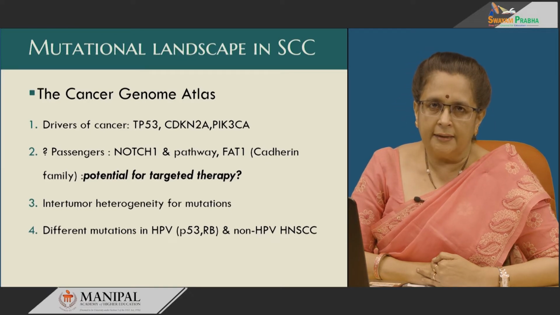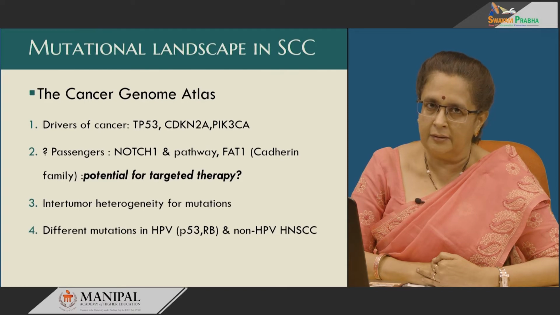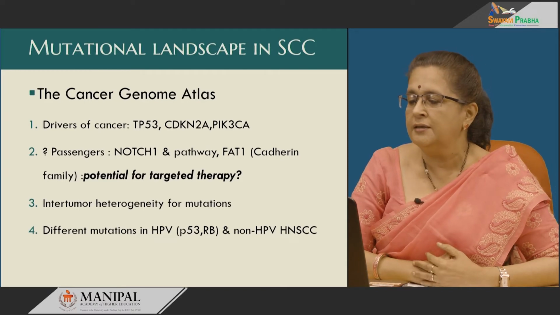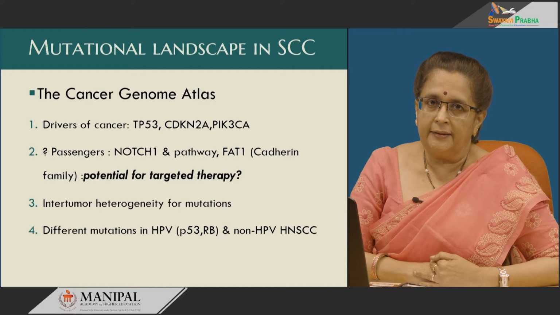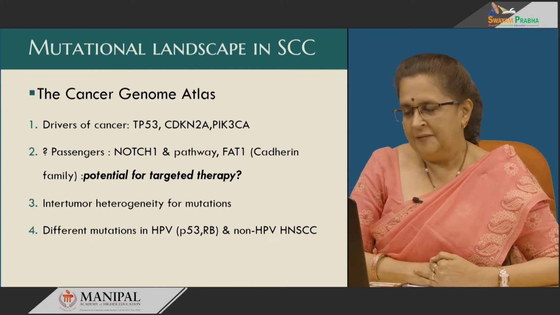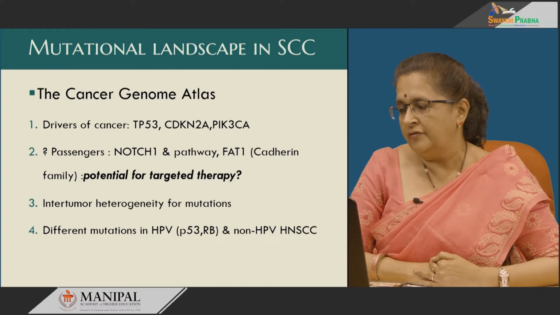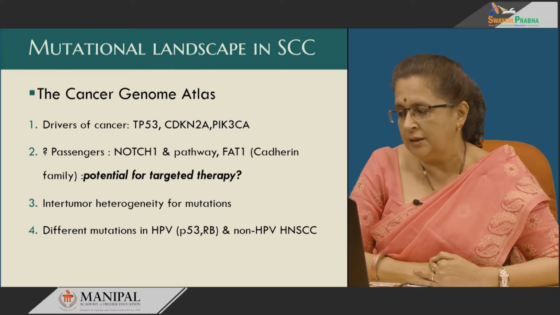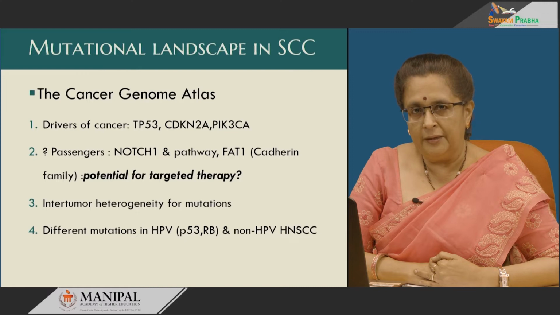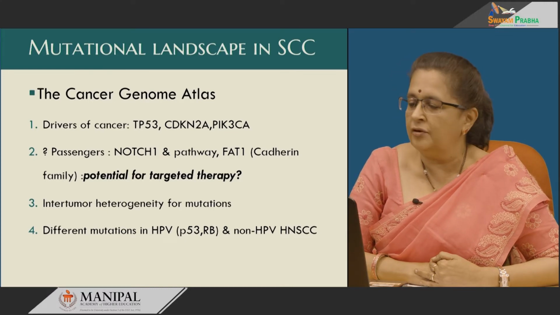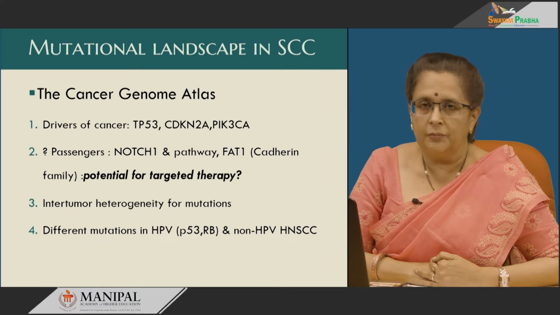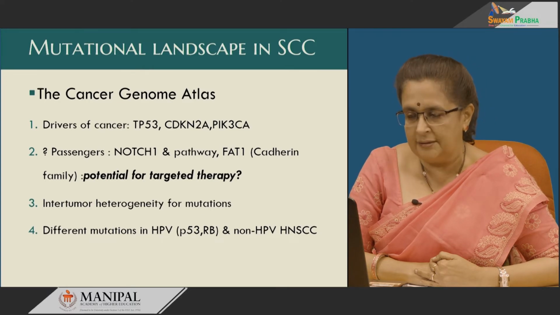Now, besides that, some others were also discovered which were present in some and not present in some of the tumors. So, they were thought to be acting kind of like passengers. These include Notch1 and its pathway, and FAT1, a tumor suppressor gene belonging to the cadherin family. Right now they are trying to use these for targeted therapy. So, potential targeted therapy agents are these.